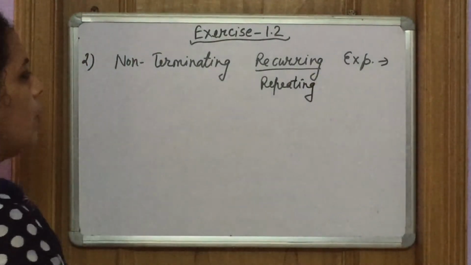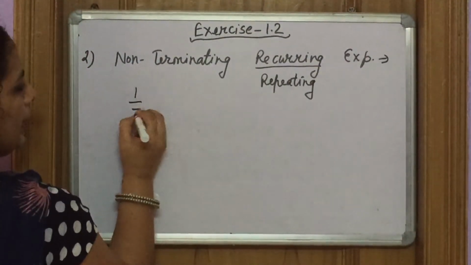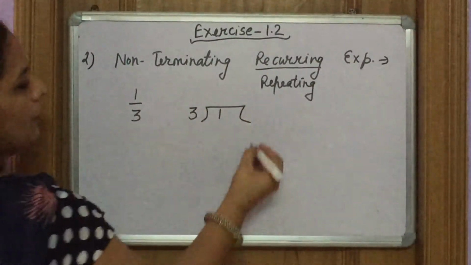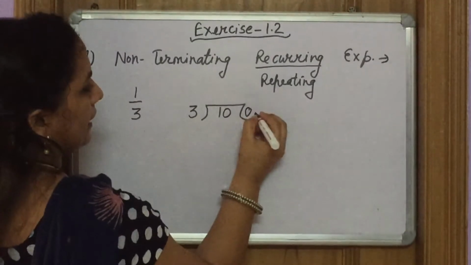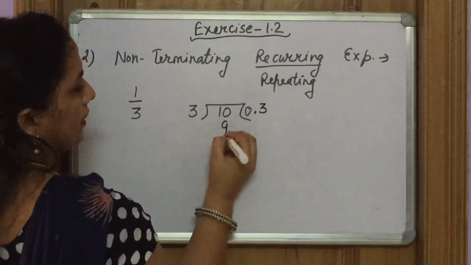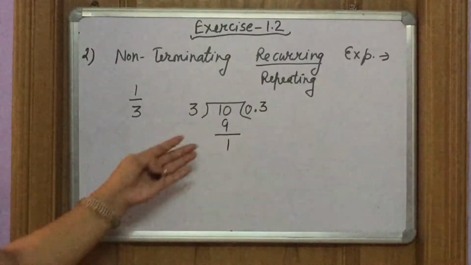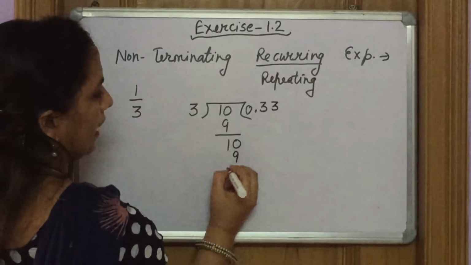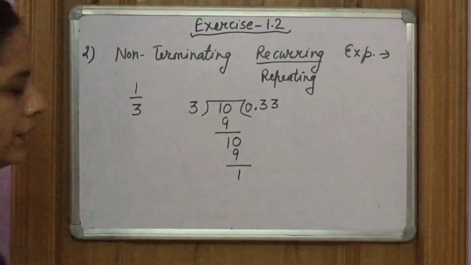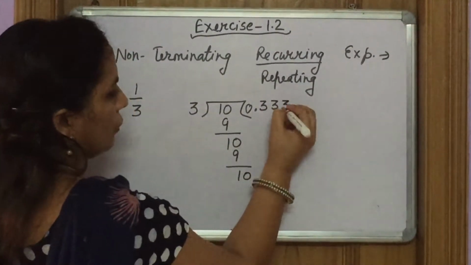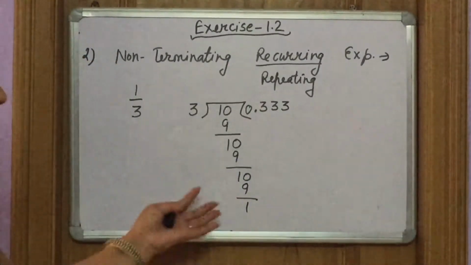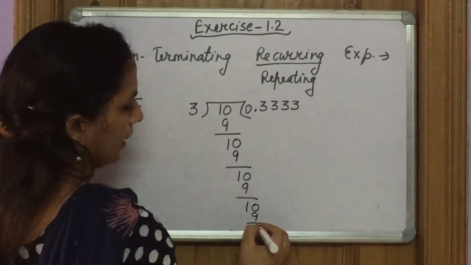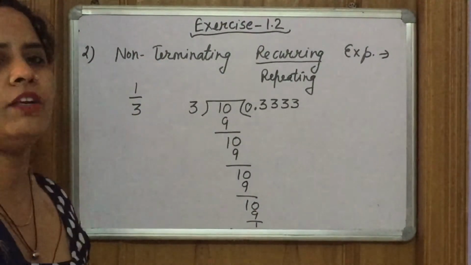For example, if we take 1 by 3, here we have to divide 1 by 3. We can't divide it, so we take the decimal and then 0. Then again the remainder is 1. Again we repeat the same process: 9, again remainder is 1. Again 0, then 3, then 9. Again we get remainder 1. Again we write 0, then 3, then 9. So it will repeat up to infinite times.